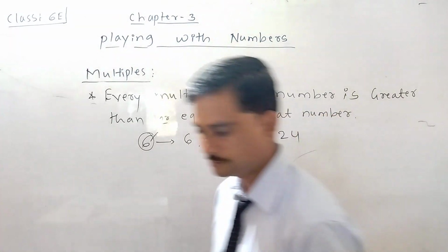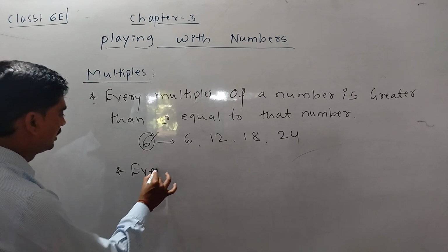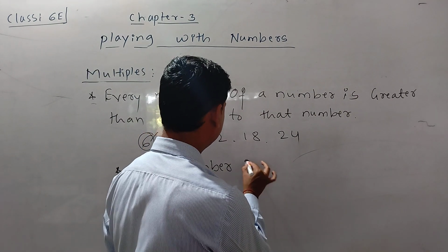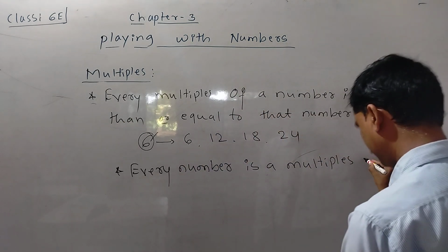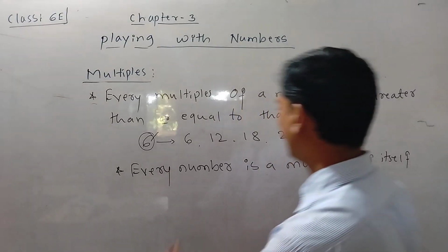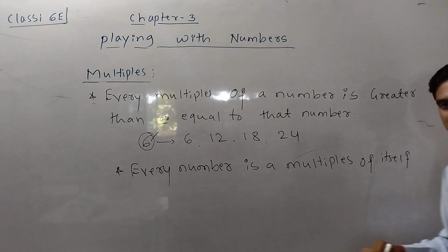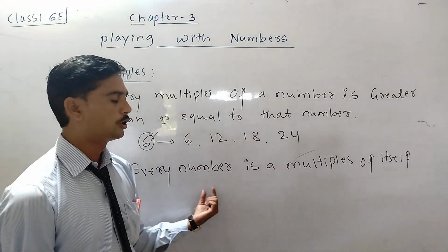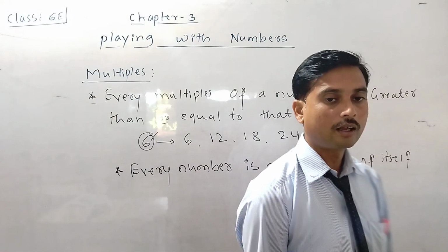Okay, remember that. And the second point: every number is a multiple of itself. This is a very important point. Every number is a multiple of itself. Okay. Yes. Factors are also factors of itself, and multiples are also multiples of itself. It's very important. Okay. These things are very important.